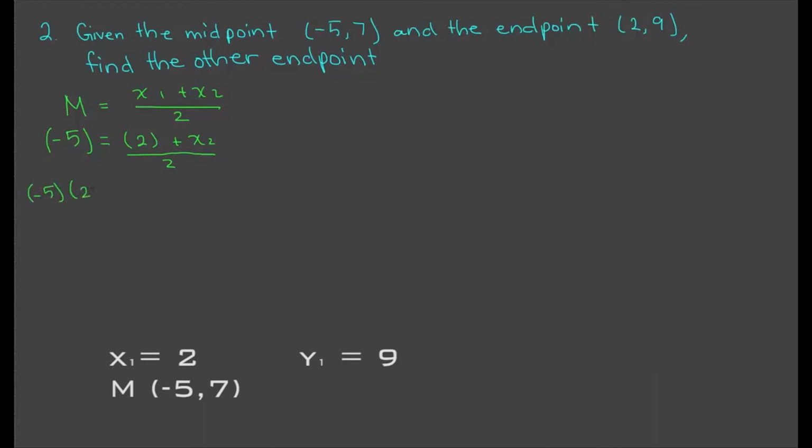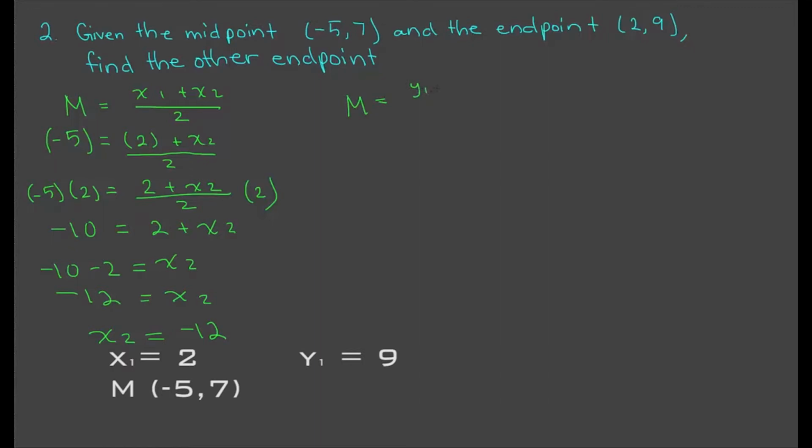-5 multiplied by 2 equals (2 plus x2) divided by 2 multiplied by 2. -10 equals 2 plus x2. -10 subtract 2 equals x2. x2 equals -12. Our x-coordinate is -12. To find the y-coordinate, we follow the same process. This time, we will use the y part of the equation. M equals (y1 plus y2) divided by 2. Now we will substitute our points into the equation, using the y-coordinate of the midpoint for M.